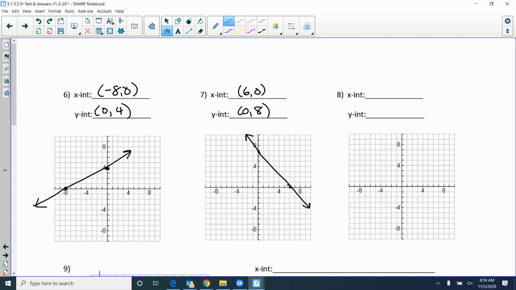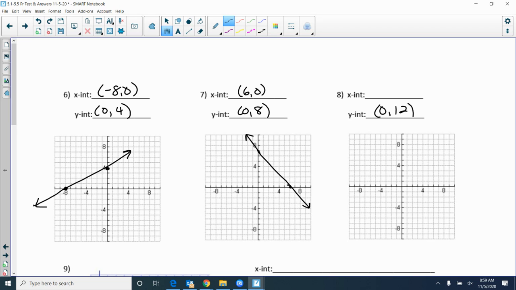All right, now 8, that was one from yesterday. That one looks a little bit different. y equals 3x plus 12. You don't need to move anything around. You can keep it just like it is. So if I let x equal 0, that gives me y equals 3 times 0 plus 12. y equals 12. So that's 0, 12. That would be my y-intercept.